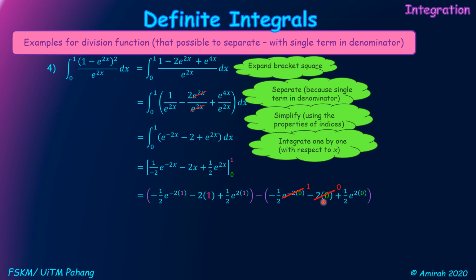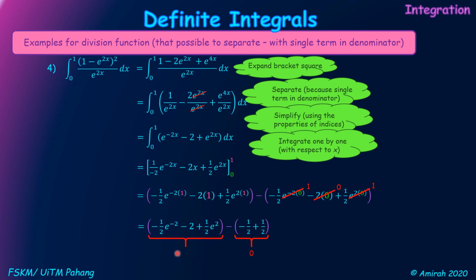Then we will get negative 1 over 2 e to the power of negative 2 minus 2 plus e squared, minus negative half times 1 equals negative half. This is 0. And then plus half times 1 equals half. Okay. And negative half plus half equals 0. Okay. And then to solve here, negative 1 over 2 e to the power of negative 2 minus 2 plus half e squared, we can solve using a calculator.